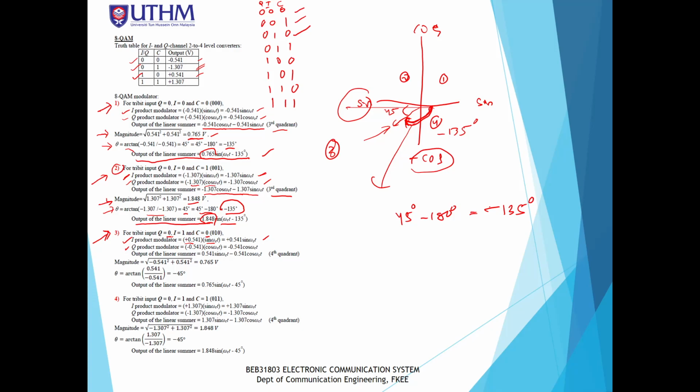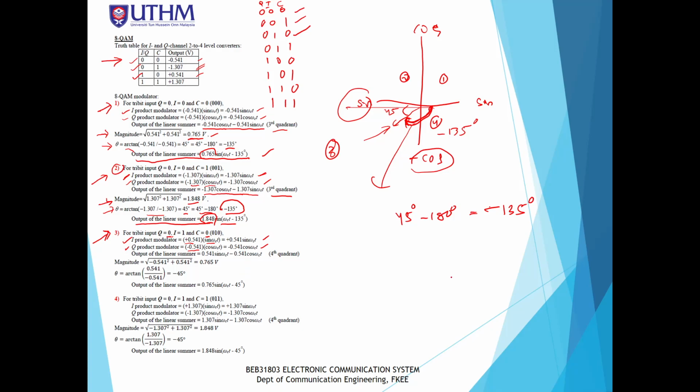So 0 and 0, that means we need to see from the level converter truth table, it is actually the first row, which produces negative 0.541. Okay, so the level converter produces negative 0.541. Then we multiply with cos omega ct in the product modulator, so we produce negative 0.541 cos omega ct.